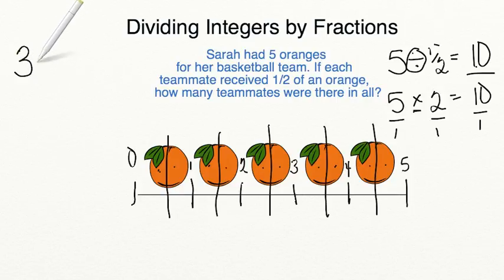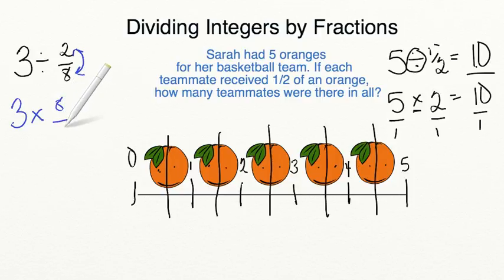Let's try another example together. Let's say I want to divide 3 divided by 2 eighths. Well, all I have to do is find the inverse of division, which is multiplication. So I'm going to say 3 times. But if I'm going to do the opposite operation, I need to flip my fraction. So now I'm multiplying by 8 halves. Now it's also helpful to turn your whole number into a fraction just by putting a 1 beneath it, and then you can multiply. 3 times 8 equals 24. 1 times 2 equals 2.